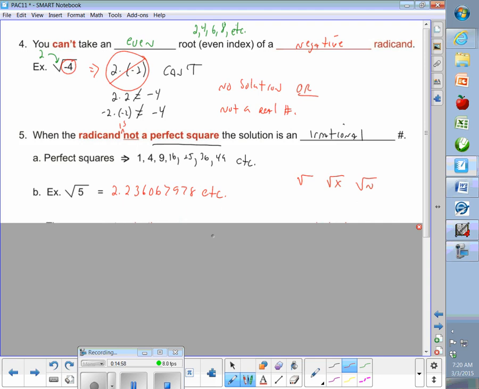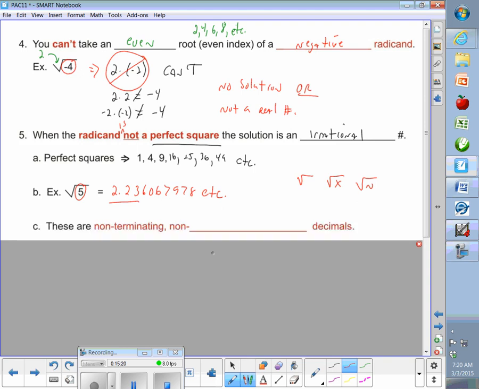Now, this should make sense, right? Because look at the radicand. What number times itself 2 times is a 5? Well, 2 times 2 is 4, so we're going to be a little bit bigger than 2. 3 times 3 is 9. We've got to be less than 3. We're about 2.23. If you multiply this number times itself twice, you're going to get 5.